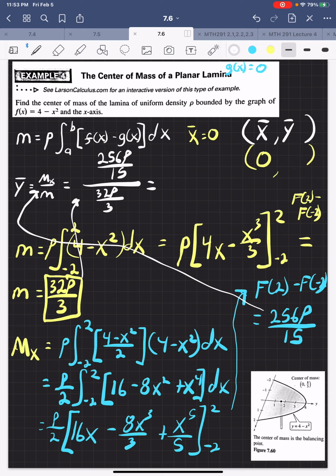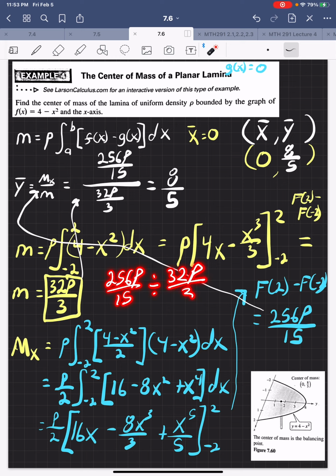So this is going to equal 8/5. The rhos, as I said at the onset, cancel out, right? I mean, look, that's 256 rho over 15 divided by 32 rho over 3. What do you do when you divide fractions? You flip them and you multiply them. When you flip this, you'll have a rho on the top and bottom, and that's why they cancel. Okay, so at the location (0, 8/5) is where you could balance this lamina.